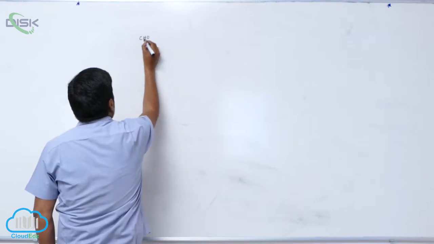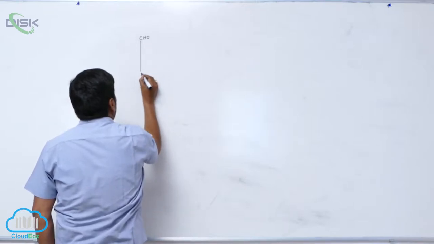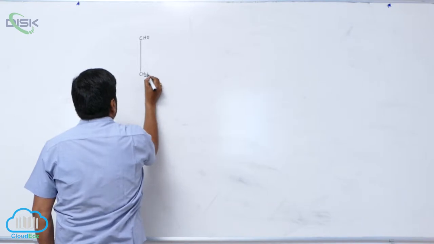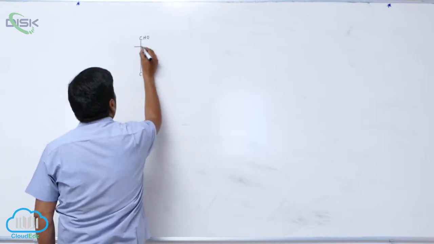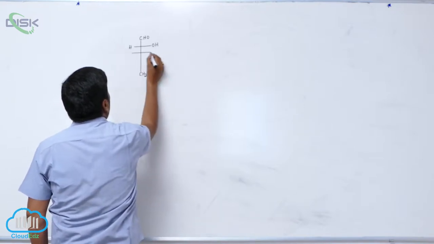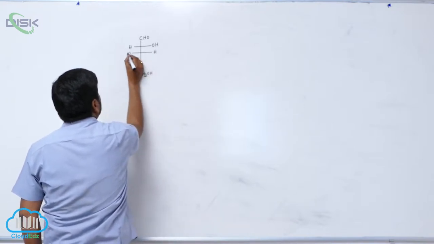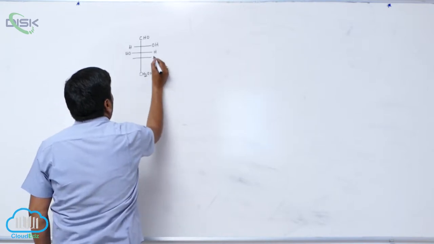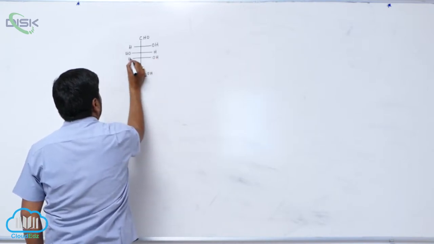This is aldehyde. It is CH2OH. OH hydrogen. Hydrogen OH. Then OH hydrogen.